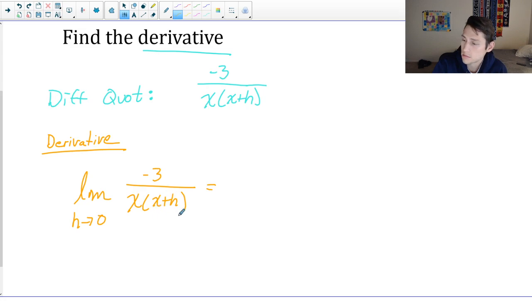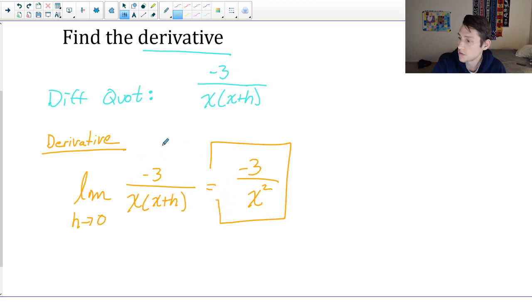So let's just try to plug in 0 for h. So that would be negative 3. x plus 0 is just x. So x times x, x squared. So if it just asks for the derivative, then this would be my answer.